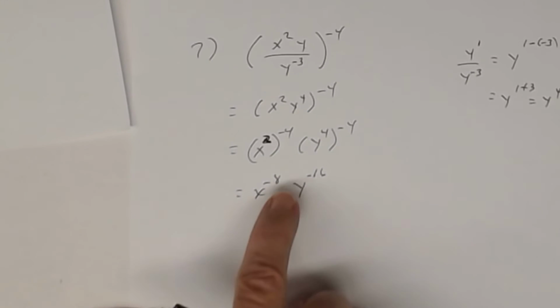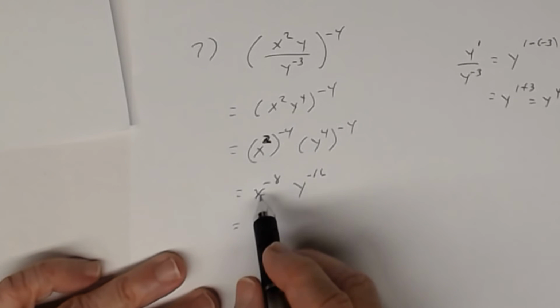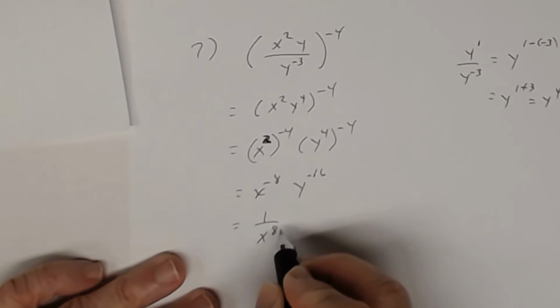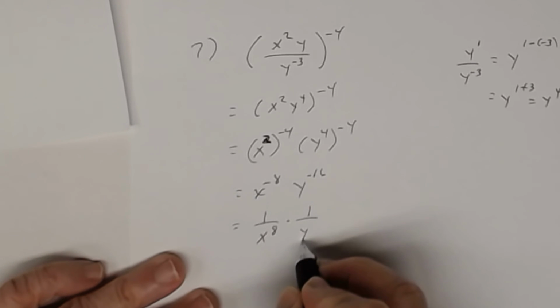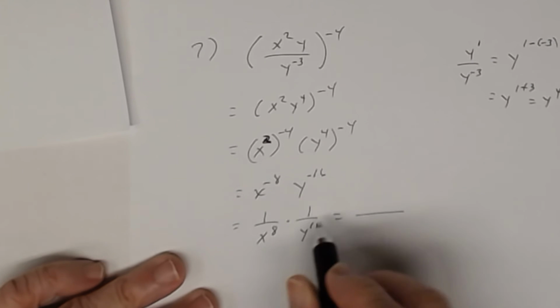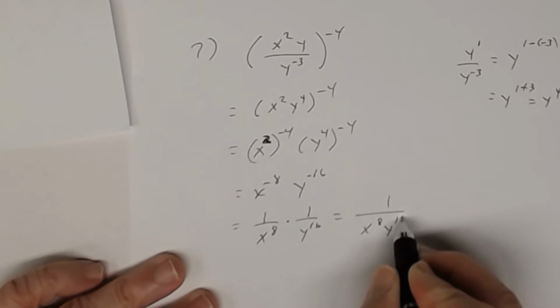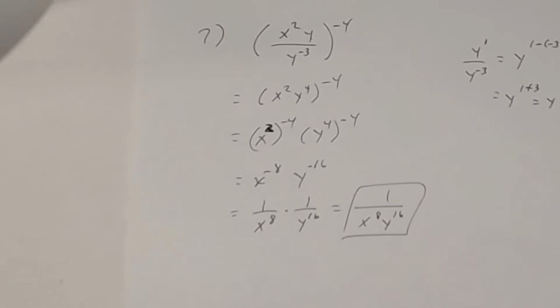Now that's not the answer because remember you can't have negative exponents. So the negative exponent rule says x to the negative 8 means 1 over x to the 8th, and y to the negative 16th means 1 divided by y to the 16th. And then as one fraction, 1 times 1 is 1, and then x to the 8th times y to the 16th. Okay? And so that is number 7.